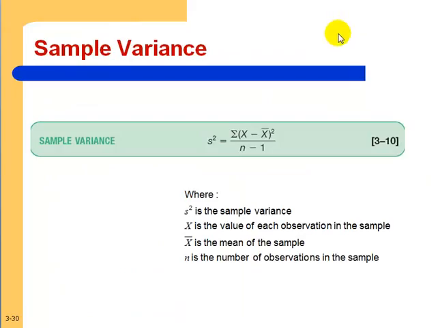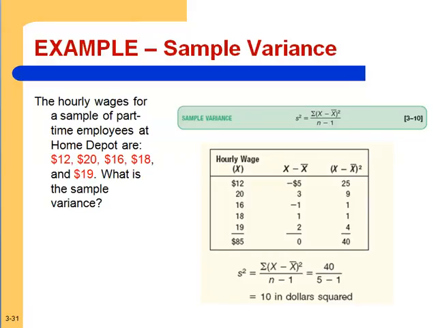Just now we introduced the variance for the population. How about the sample variance? It's a little bit different. First, we use s squared to represent the sample variance instead of sigma squared. And then we use n minus 1 for the denominator instead of n. So how do you calculate the sample variance?